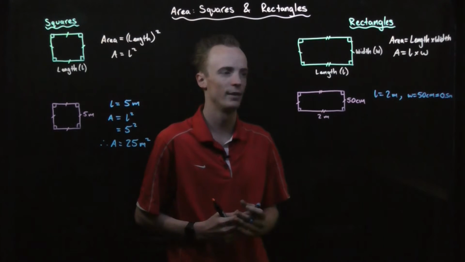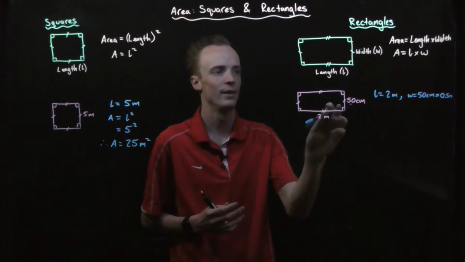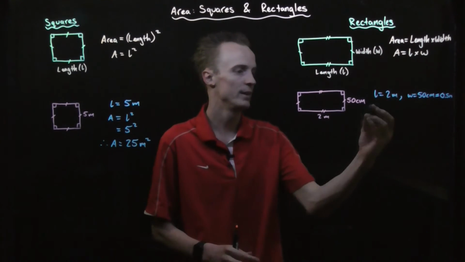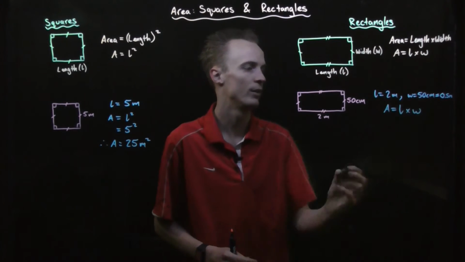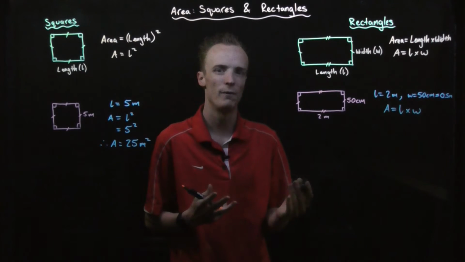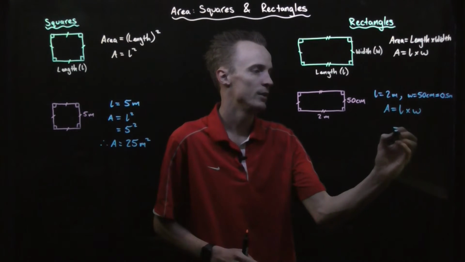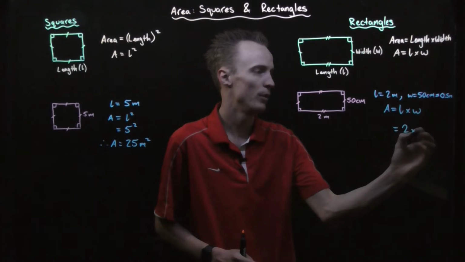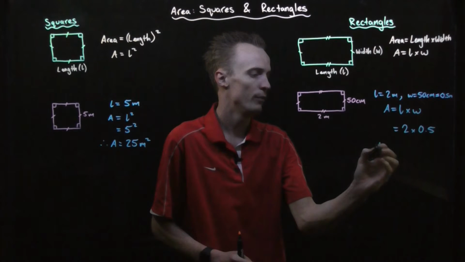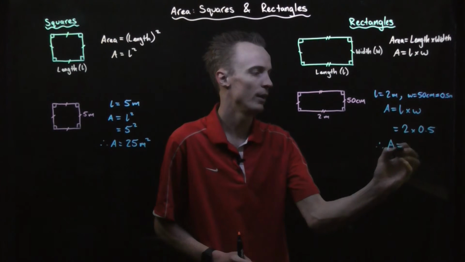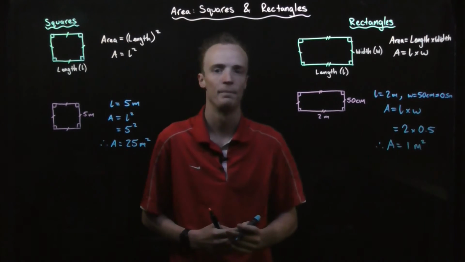So now we've got everything in the same units, I then record what formula I'm going to use to be able to find the area of this rectangle. In this case, it's the area equals the length times the width. Now I substitute my values, making sure they're in the same units, into my formula. So my length is 2 multiplied by my width of 0.5. Therefore, my area of this rectangle is going to be equal to 1 square meter.